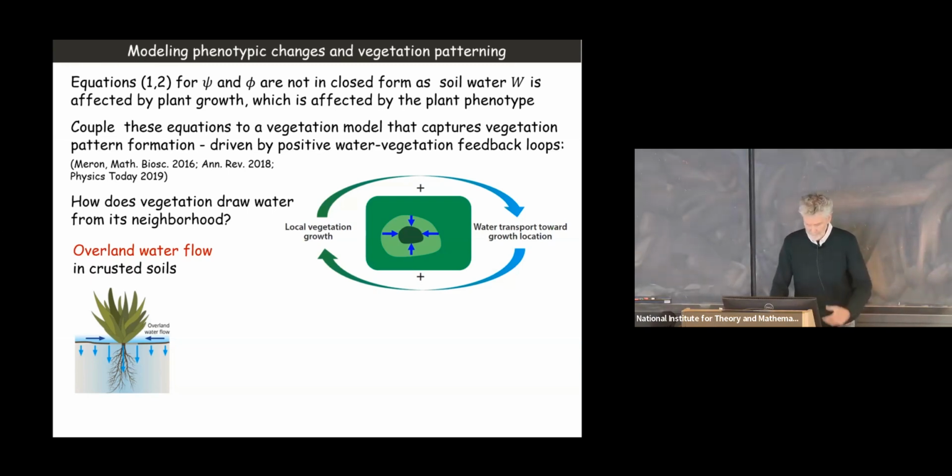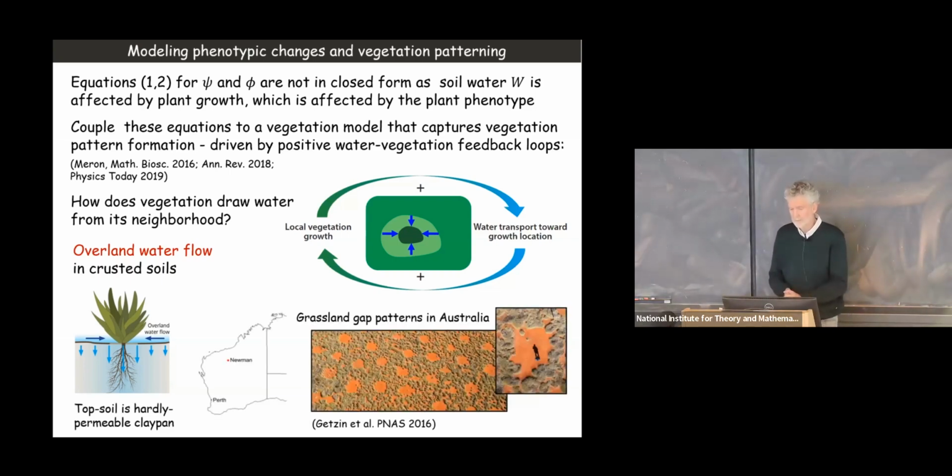So the overall effect is an infiltration contrast: low in bare soil and higher in vegetation patches. The root zone also makes the soil more porous, and that further increases the infiltration rate in vegetation patches. And this contrast in infiltration rate induces overland water flow to the vegetation patch. The vegetation patches actually act as sinks for water flow.